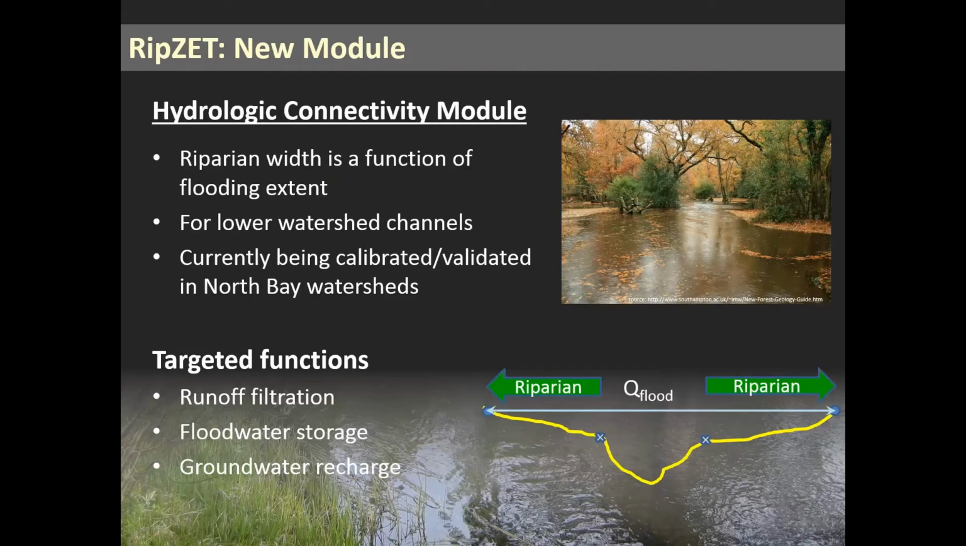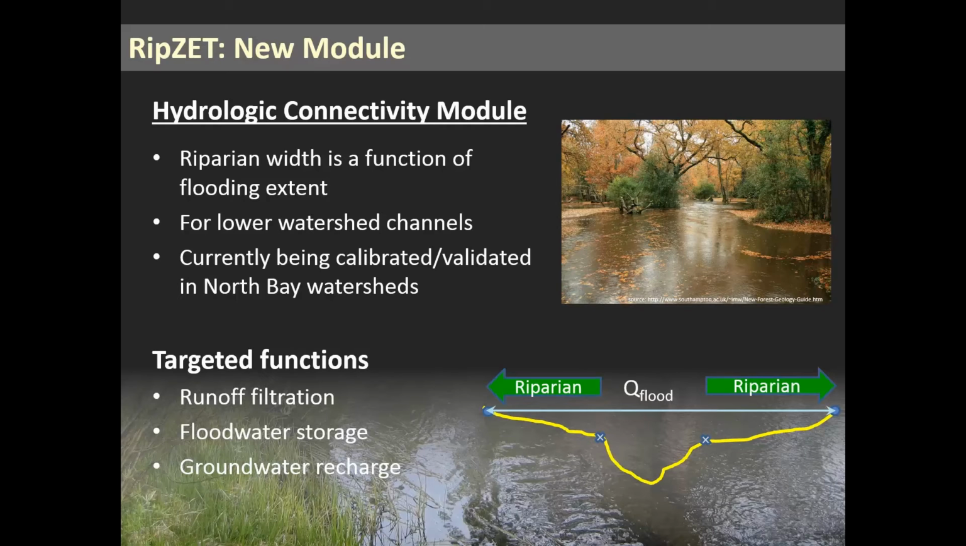And then the third module in RIPSET, the module that we've been spending the most time on the past couple years, is called the hydrologic connectivity module. And so within this module, riparian functional width is based on a flooding extent estimate. And this is really intended for lower gradient alluvial channels.